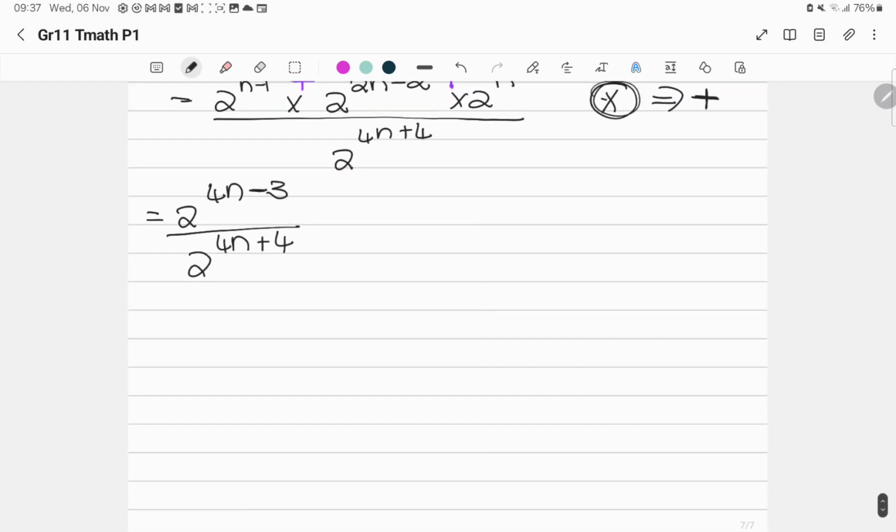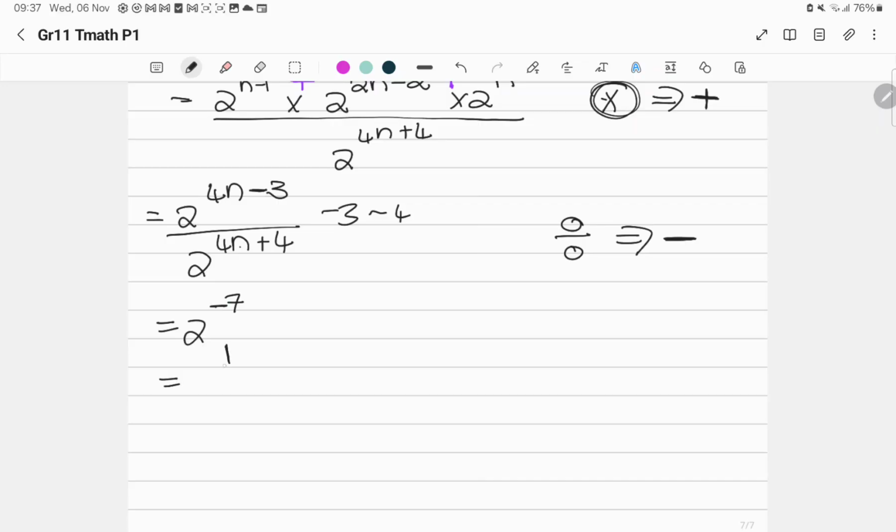And now I'm at my last one. So what are these two doing? They are dividing. And when they divide, what do my exponents do? They subtract. So basically, I'm now going to say, okay, what is 4n minus 4n? It's going to give me 0n. And then what's minus 3 minus 4? And that gives me negative 7.